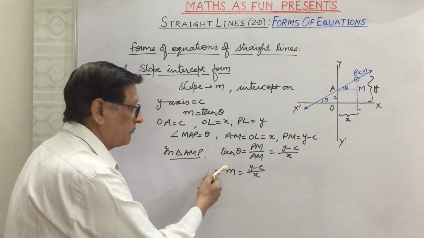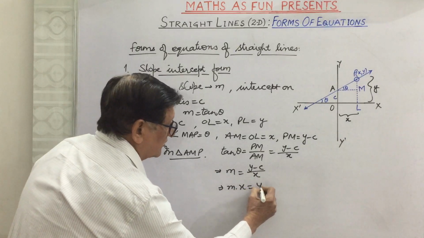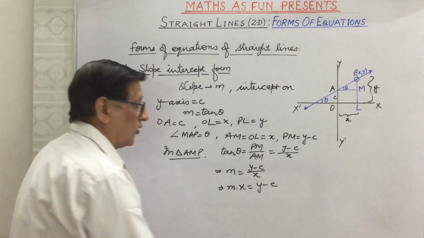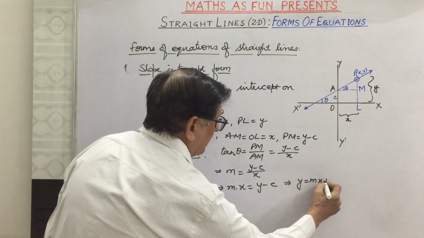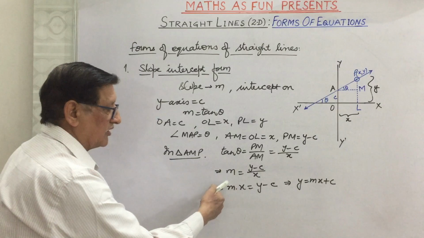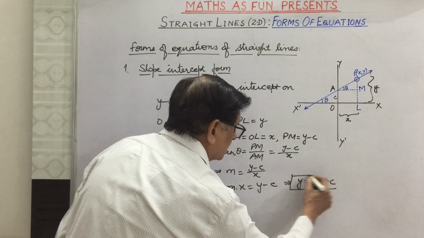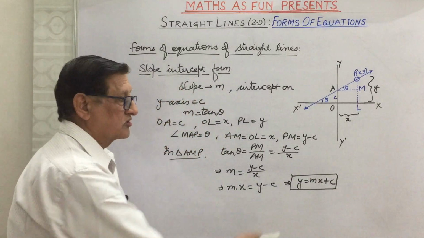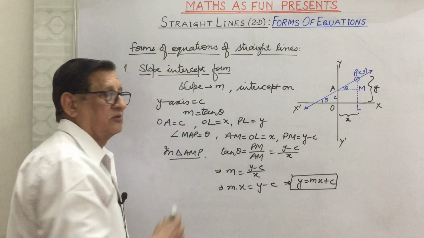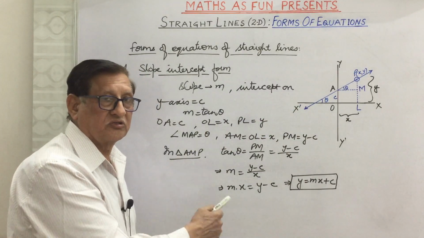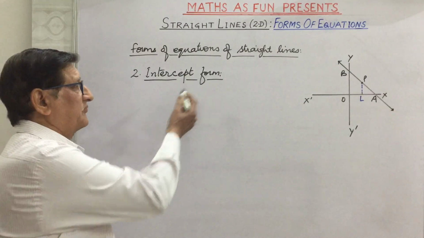If we cross multiply this here, we find M into X is equal to Y minus C, or we can say Y is equal to MX plus C if we transpose this C here. And this is the equation of the straight line whose slope is M and the intercept made by that on the y-axis is C. The second form of the equation is known as intercept form.